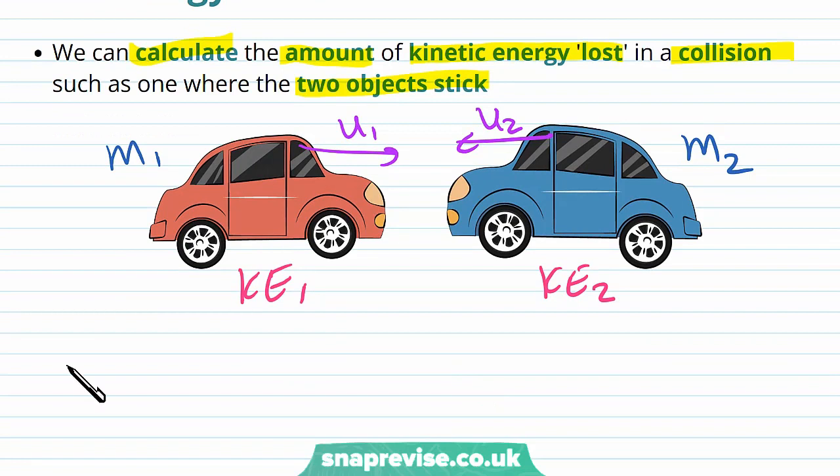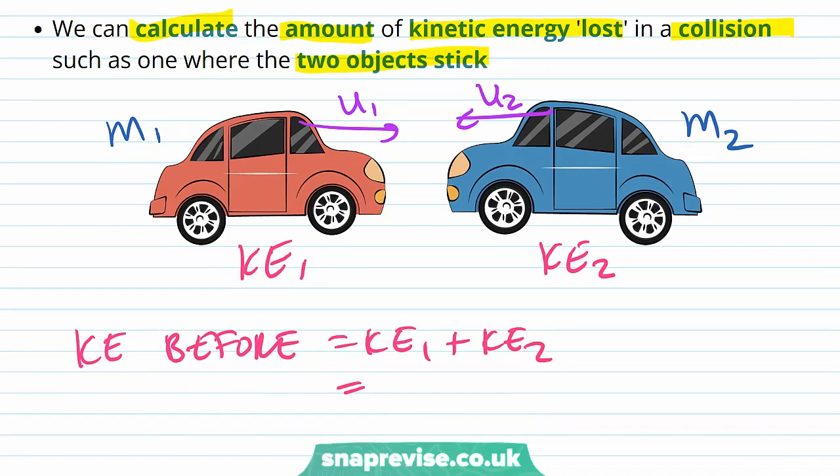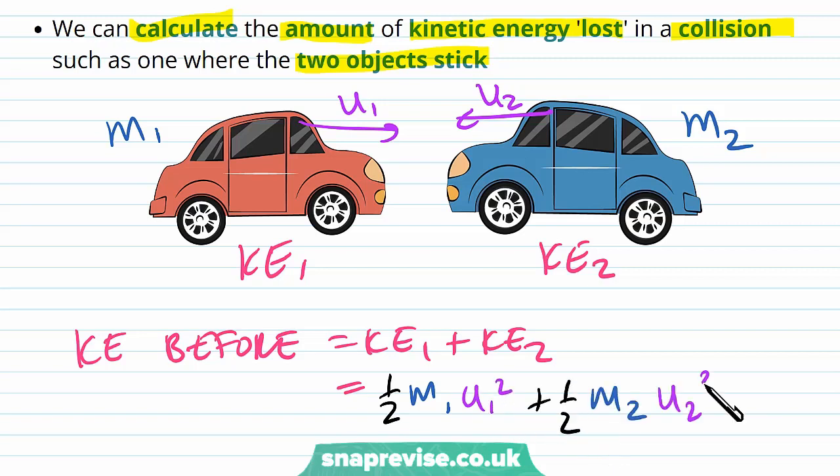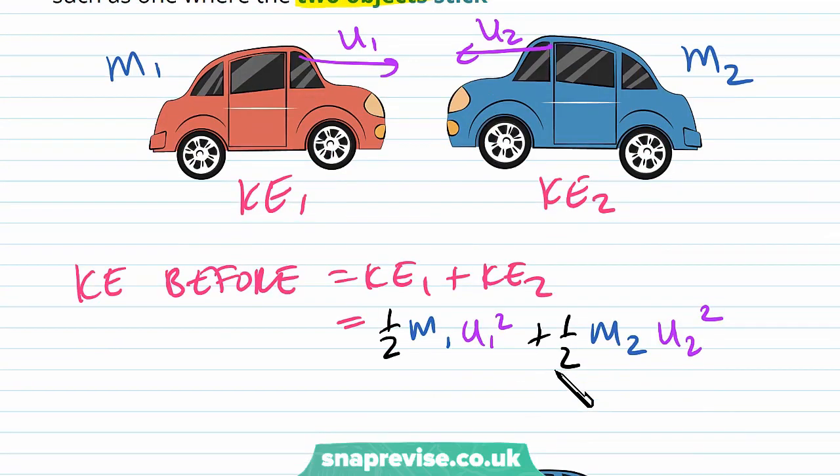So the kinetic energy before is going to be given by the sum of these kinetic energies. So this is going to be equal to a half times m1 u1 squared, because that's the kinetic energy of the first car, plus a half m2 u2 squared. So that's the total kinetic energy before the collision.